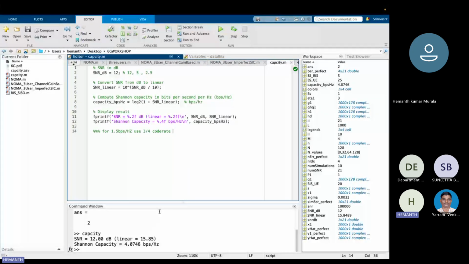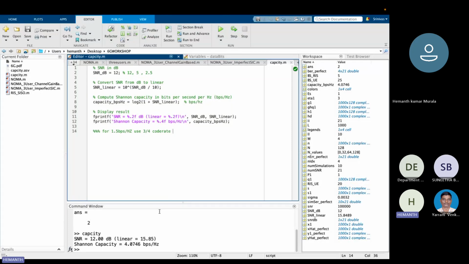Everybody knows the constellation diagram. This is the constellation diagram. 2 bits at a time you have to transmit. What will you transmit? 11, 01, 10, 00, like this. Agree? So 2 bits you have to transmit. So 64 means how many bits?